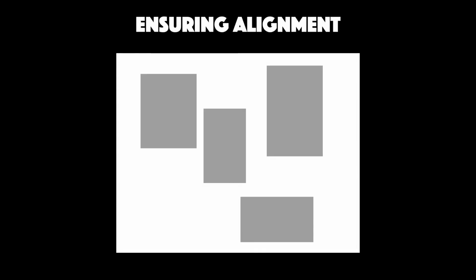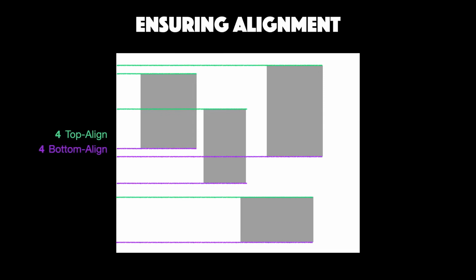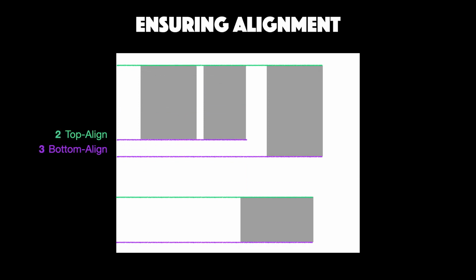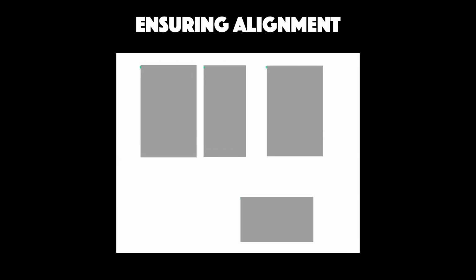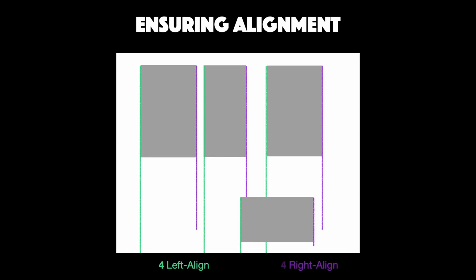Next, to improve alignment of elements, we use the concept of alignment groups. As you can see in this poorly aligned layout, the four elements have four top alignment lines and four bottom alignment lines. Now let's try to improve this a bit. By moving the two elements here, the number of top aligned groups has immediately reduced to 2, and the bottom aligned groups has reduced to 3. This can be further improved by some resizing. A similar approach can be used towards improving vertical alignment as well.